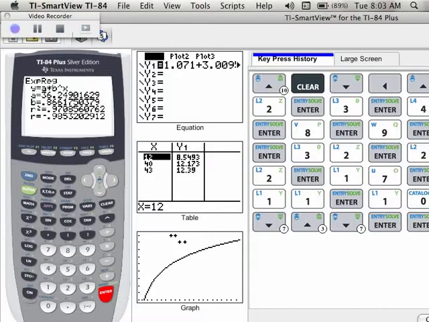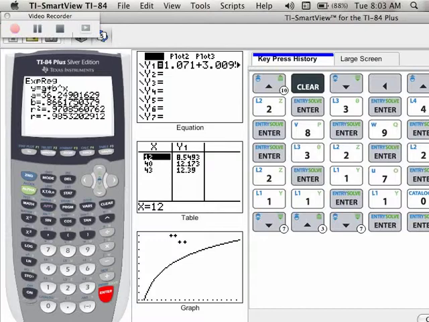It tells us that after they show this y equals ab to the x, that the a is equal to 36.25, and the b is equal to 0.866. Don't worry about the rest of the numbers that are up there right now. We're not going to talk about those today. So 0.866.